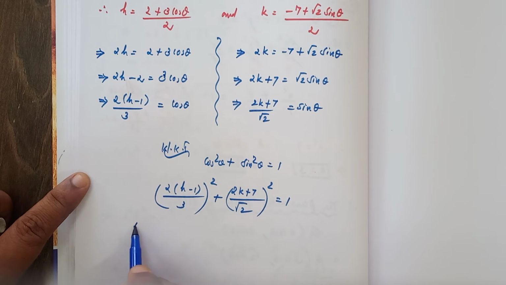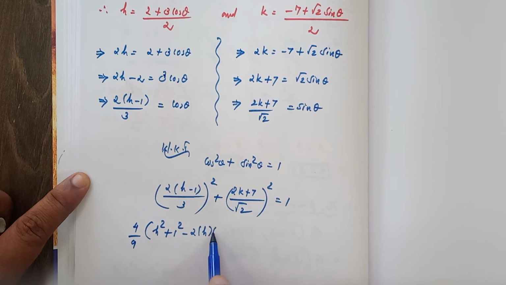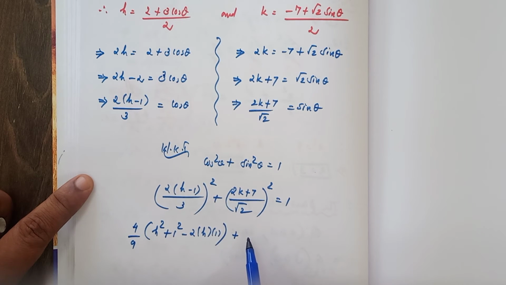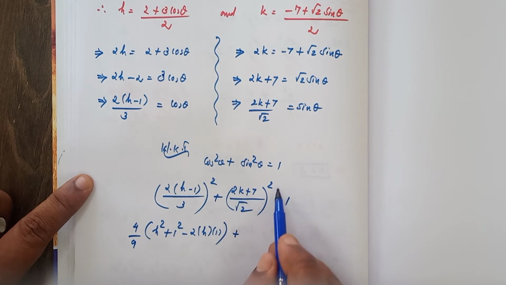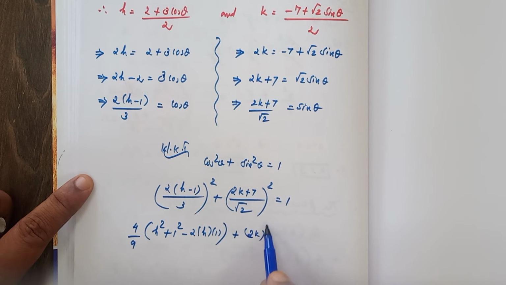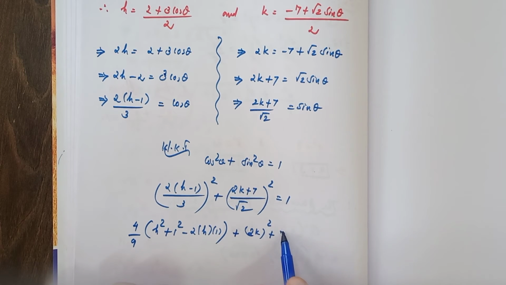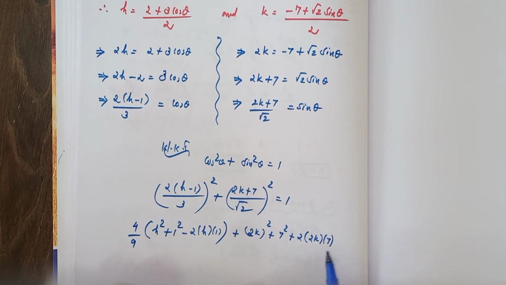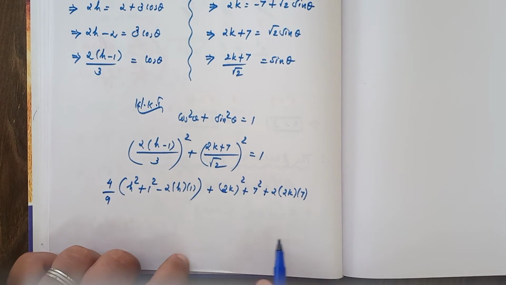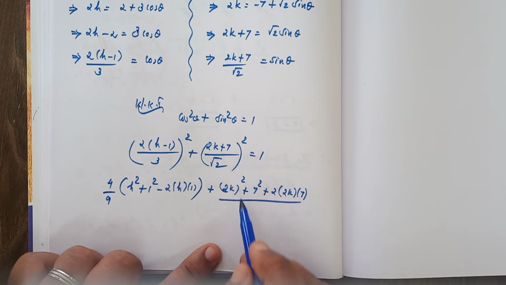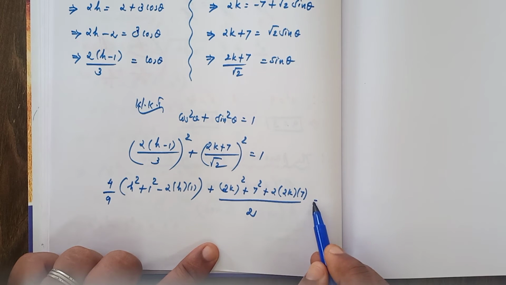Now 2 squared is 4 and 3 squared is 9. Here (h minus 1) whole square, that is a square plus b square minus 2ab. Plus here (2k plus 7) the whole square is a square, that is (2k) whole square, b square is 7 square, plus 2 into a into b, divided by root 2 square, which is 2, that is equal to 1.